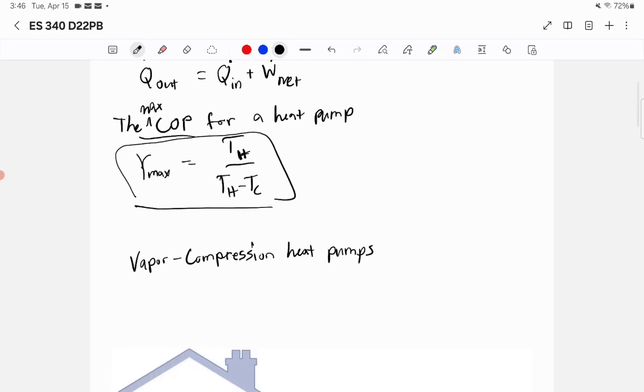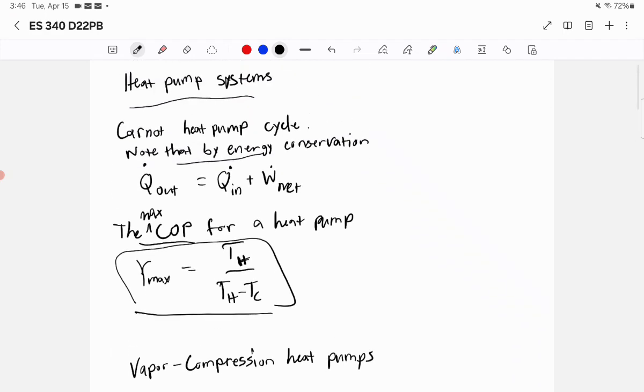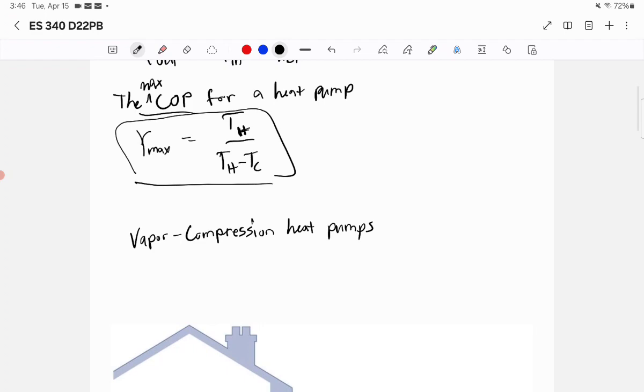Now, this is for the Carnot heat pump cycle. As noted before, generally the Carnot type systems are not easily built. They're not easy to build for a variety of reasons. That's the case here too for the heat pump. So then we go to something like vapor compression, just like we did with the refrigerator.